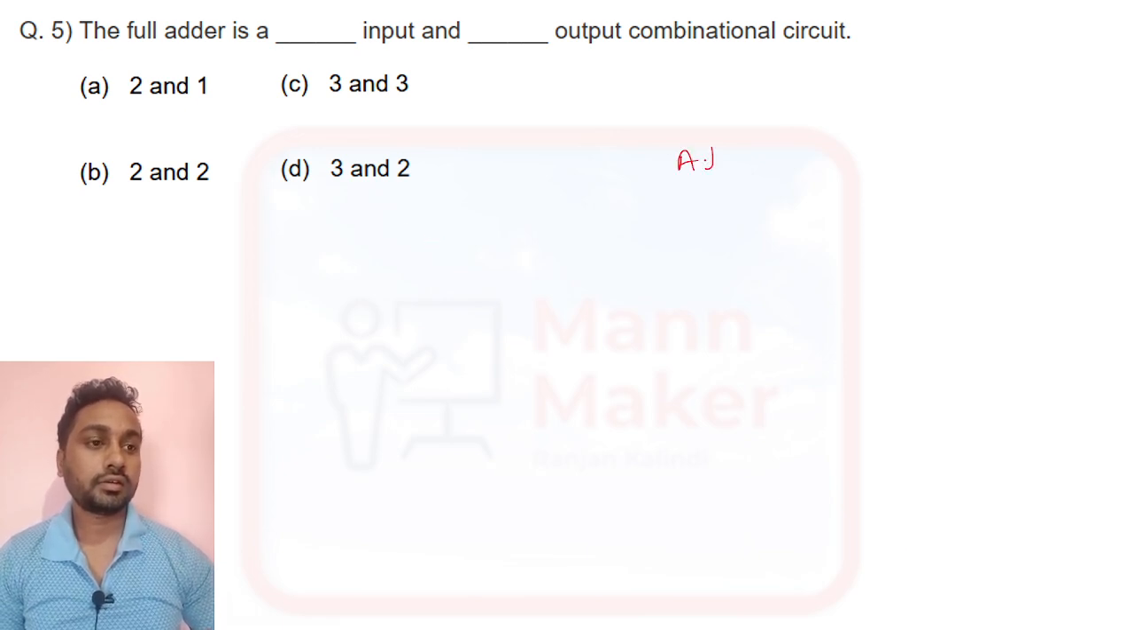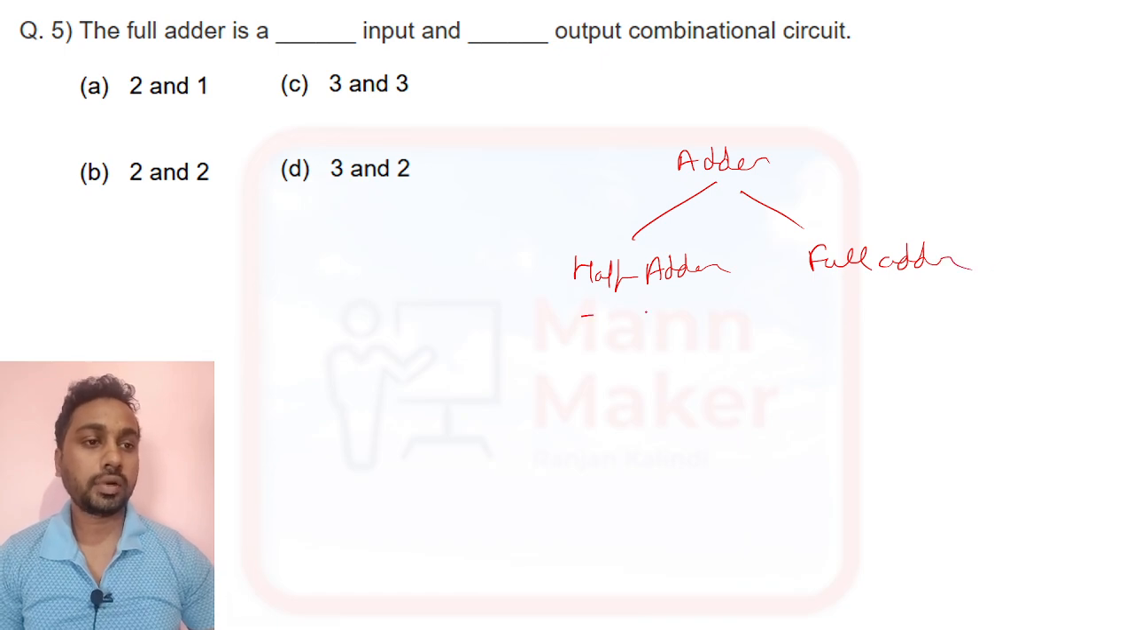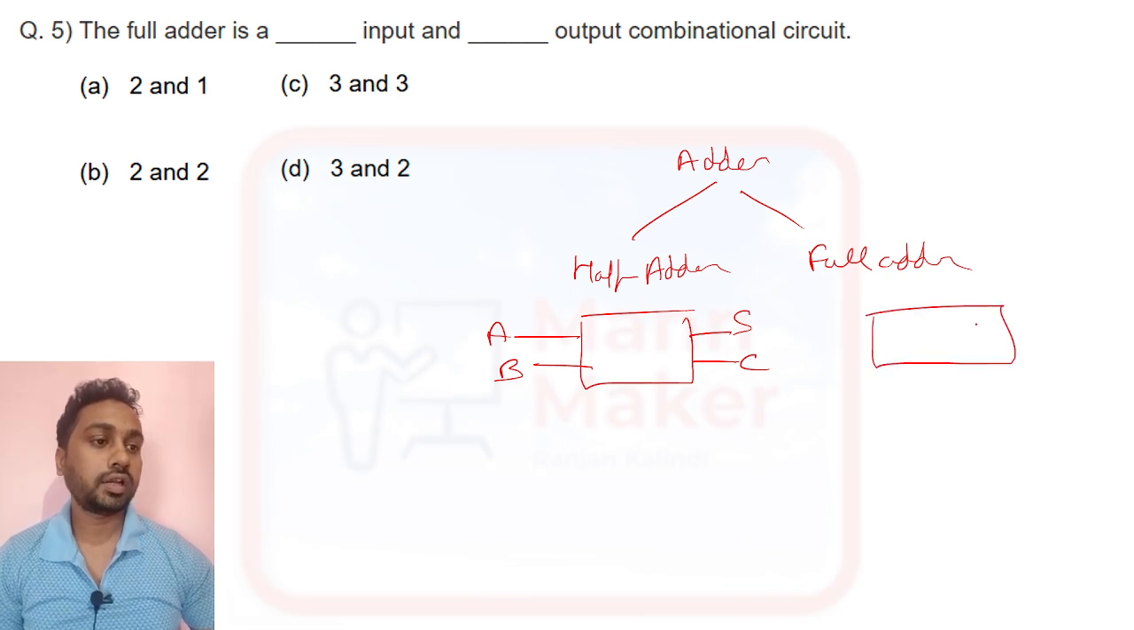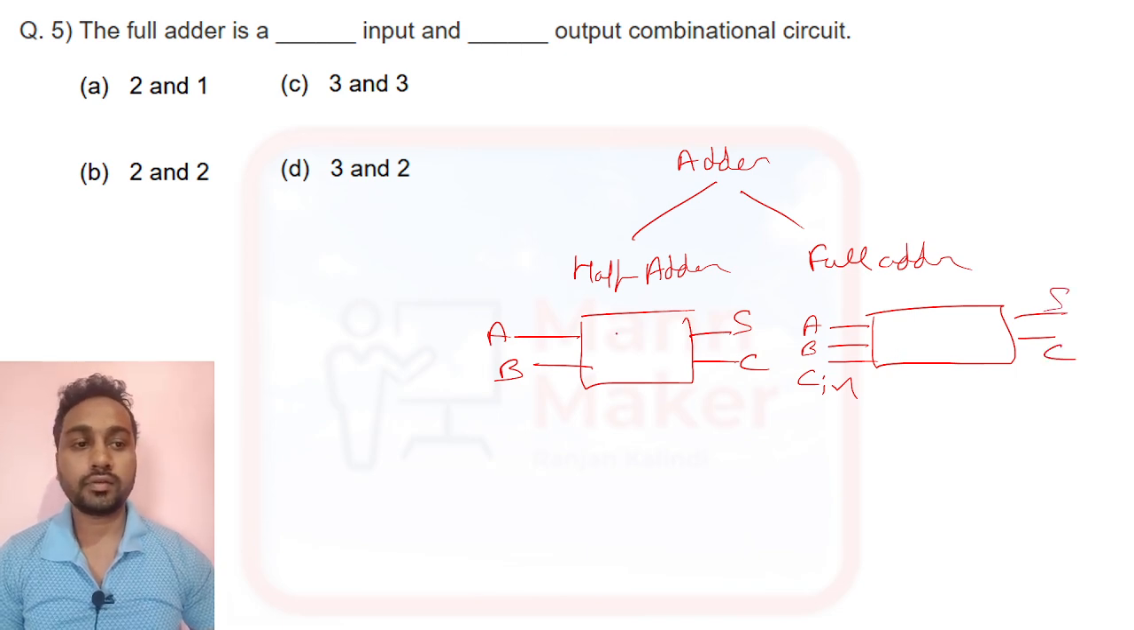So in adder we talked about half adder and full adder. In half adder, we have two inputs and two outputs, that is A, B and sum and carry. Like that, in full adder, we have three inputs, that is A, B and carry in, and the outputs will be sum and carry. This is your half adder, this is your full adder.